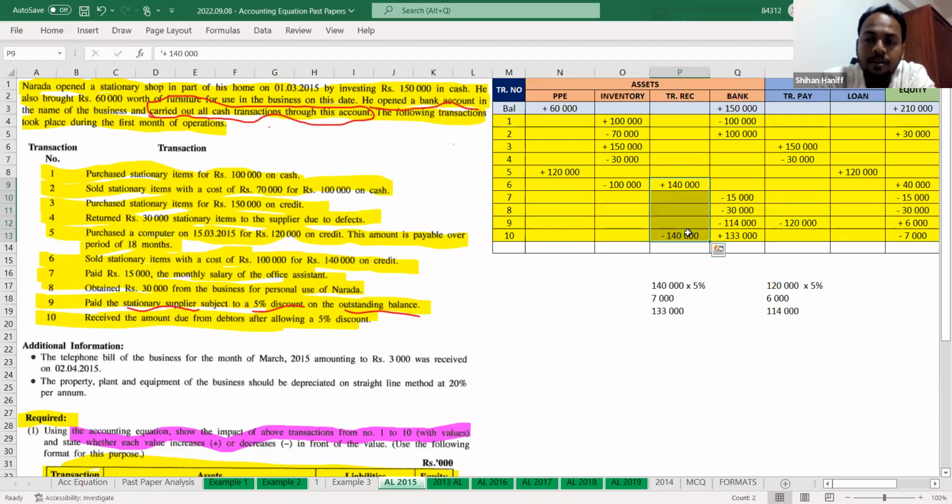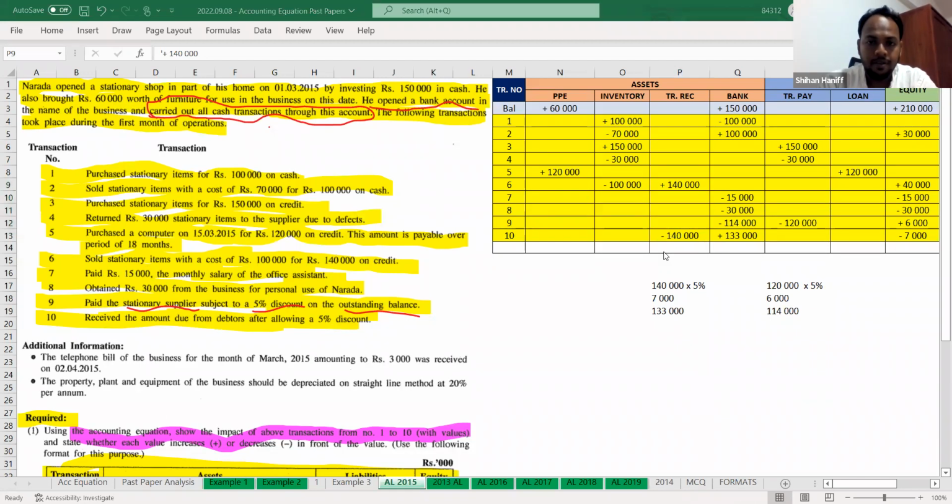This is a discount allowed, discount given. So it's expense. There is a debtor who needs to give us 140,000, but he is giving only 133,000. So we have given him a discount of 7,000. So we don't get that money. It is an expense.